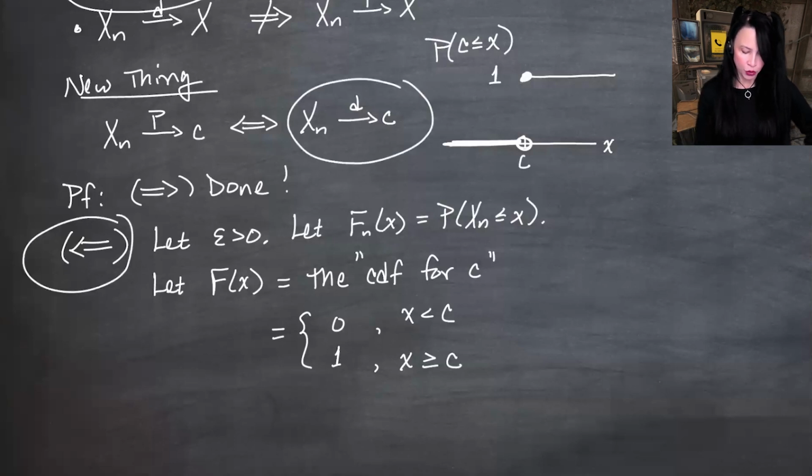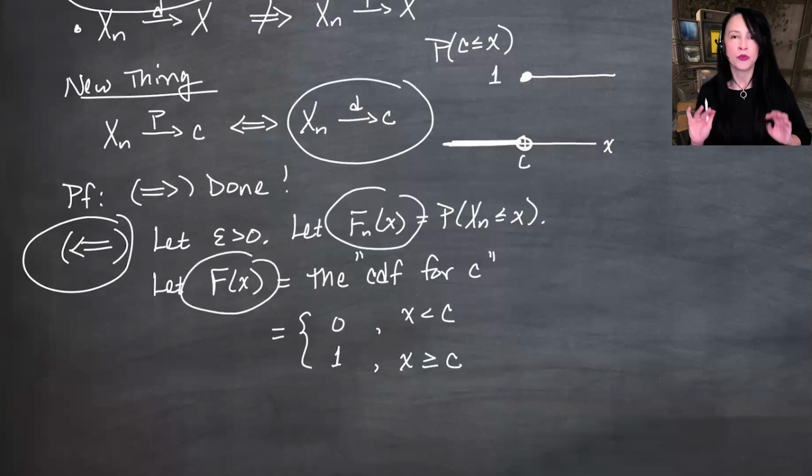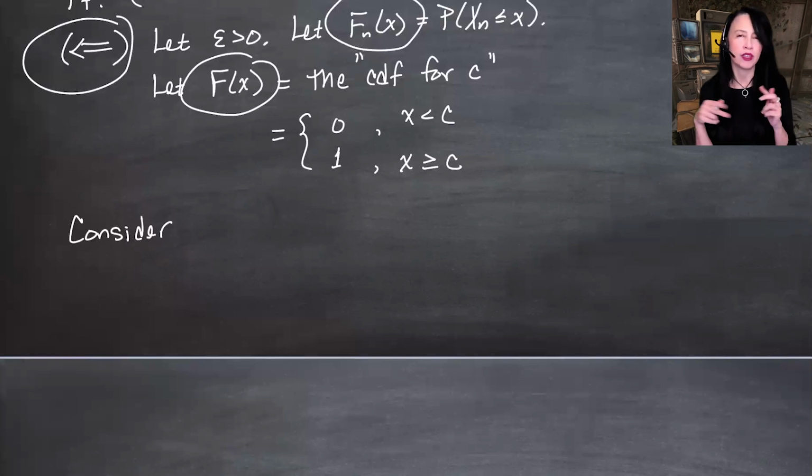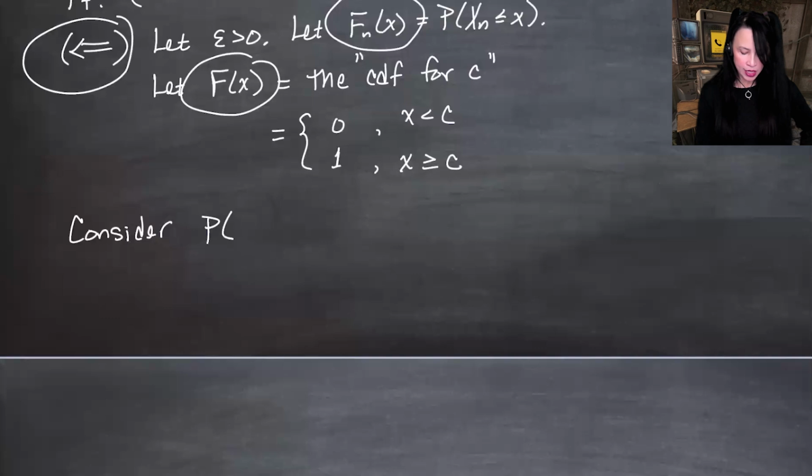So we are assuming that this holds: convergence in distribution. And that means we're assuming that the limit of this is this. And we're trying to show convergence in probability. To show convergence in probability, let's consider this particular expression, because there's a few ways we can write it with inequalities flipped. I'm going to look at the probability that the distance between Xn and c is greater than epsilon.